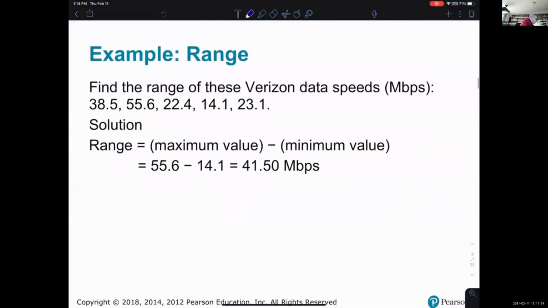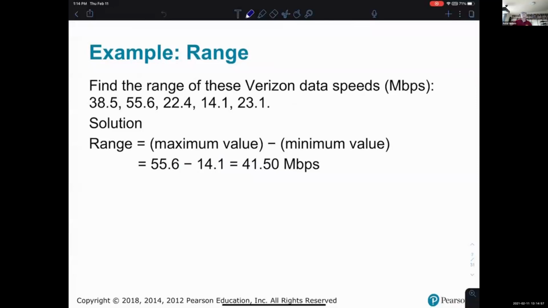And they do give us an example. Find the range of these Verizon data speeds, and they give you units. They used this as an example earlier, I think they might have spelled that out. That's megabits per second. It's a unit of measurement, like miles per hour. So then they give us, there's like 5 of them here. So for the range, you'd have to identify what's the biggest value. That's 55.6. What's the smallest value? That's 14.1. And then they take the difference to get the range. And notice when the range is written here, they're also using the units, megabits per second.